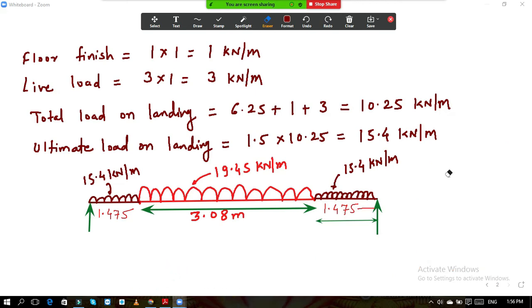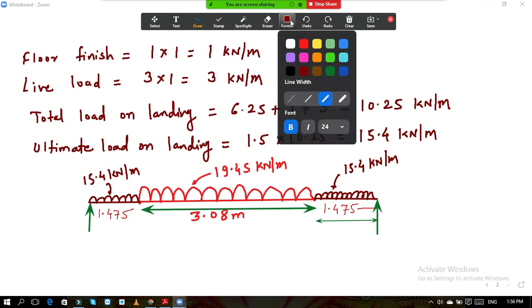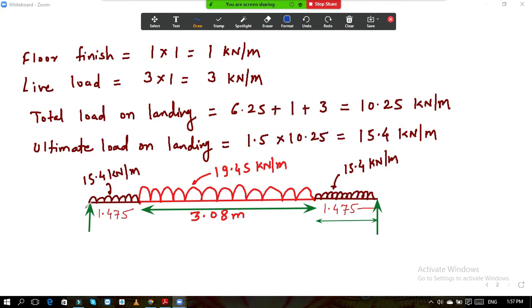Now we need to calculate the maximum bending moment. So I will give names to this. Here it is my point A. This is point B. This will be point C. Here it is point D, and at the center here the point will be E.